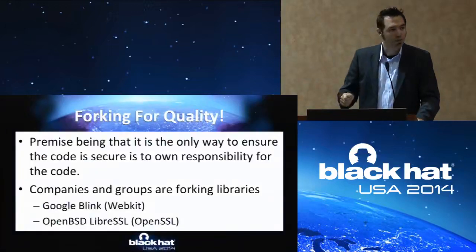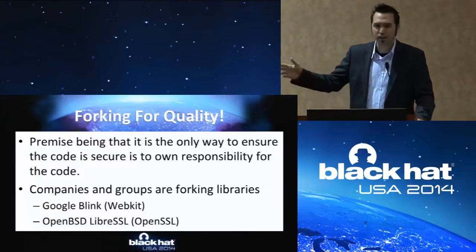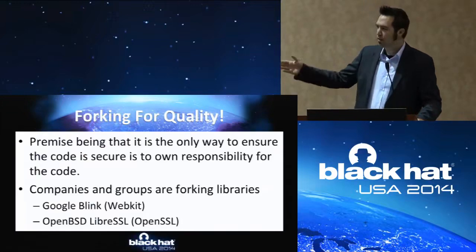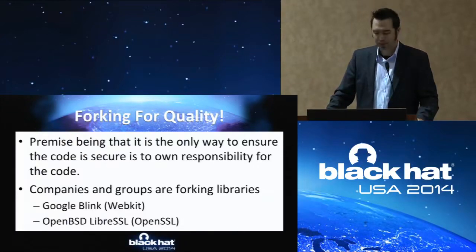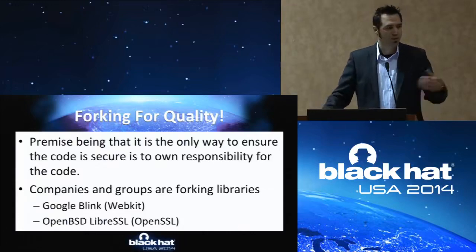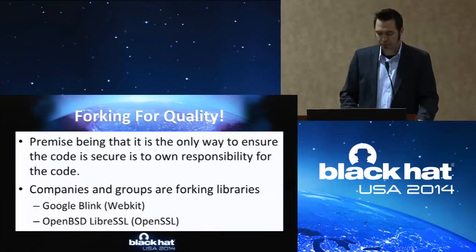We're also starting to see people saying, you know what, the only way to have quality is to fork the code and own it entirely, right? And so we're seeing things like Google with Blink from WebKit and BSD with LibreSSL for OpenSSL, right? And you're also starting to see things like Google coming out with Project Zero, really investigating and looking into the bugs in certain things that we rely on.